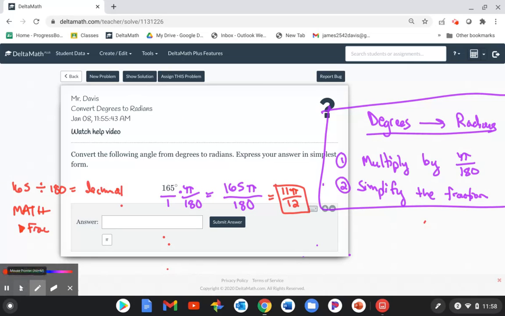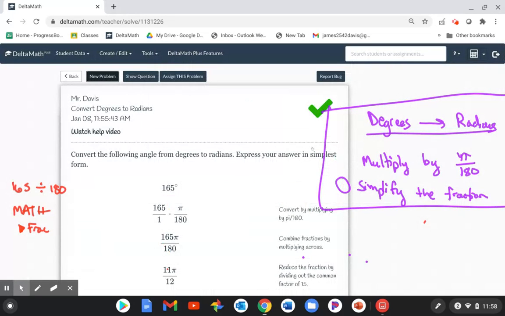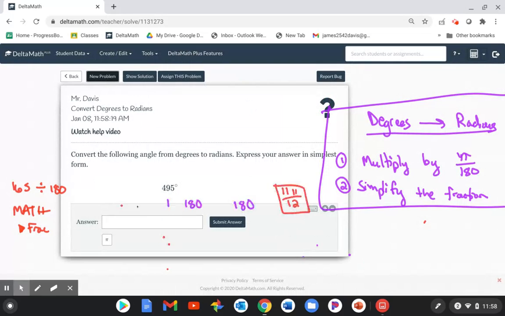So all we're going to do is type in 11 pi slash 12. And that's all there is to it. We'll do a couple more. Next one is 495 degrees. Notice this one is more than 360, and that's fine. You're going to have angles that are greater than 360. All we do is the same formula, times pi over 180. That becomes 495 pi divided by 180.